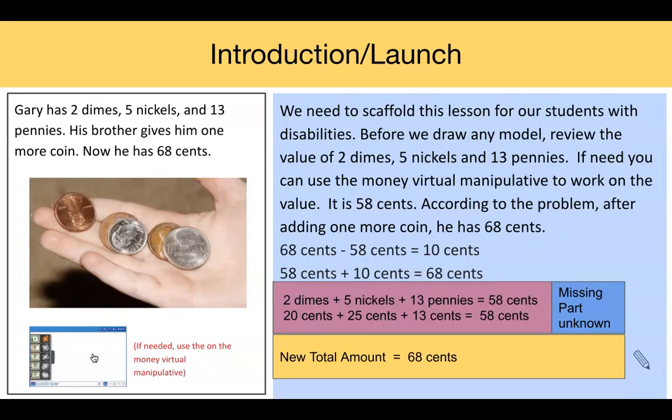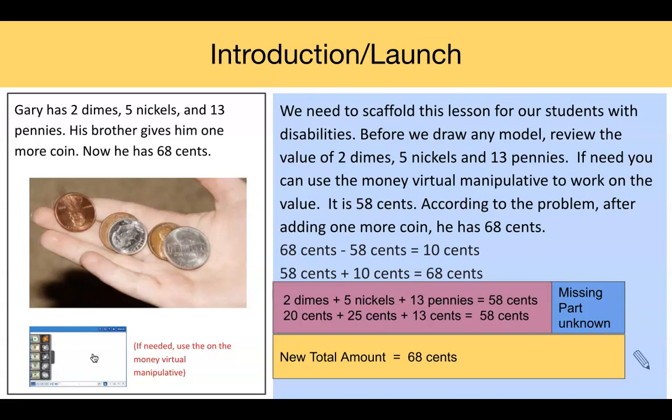Okay, so let's go on to another problem that they may encounter. Gary has 2 dimes, 5 nickels, 13 pennies, and his brother gives him 1 more coin. Now he has 68 cents. To come up with the value of the money, I would encourage you to use the money manipulative that's included, or have your students use it, and to reinforce whether it's 10-way counting or 5-way counting, to incorporate that into your lesson.